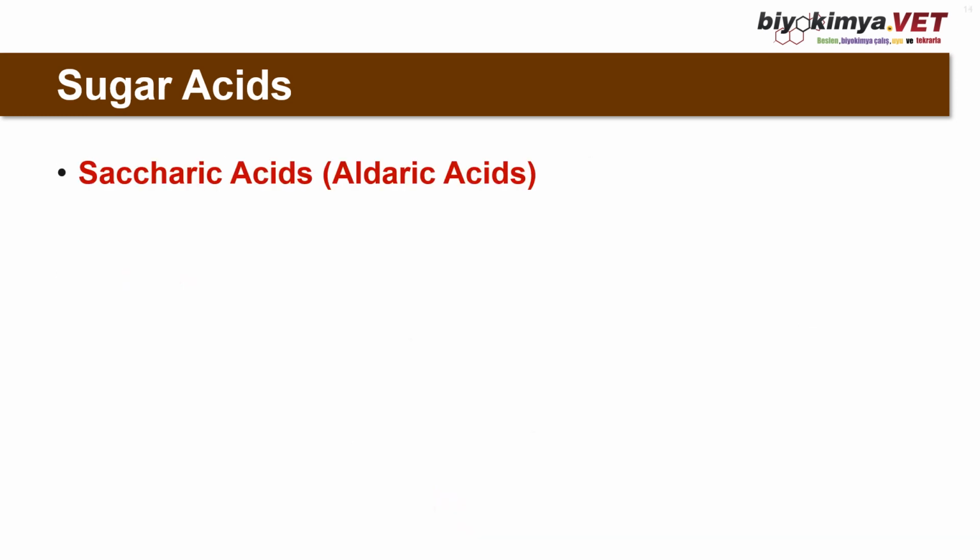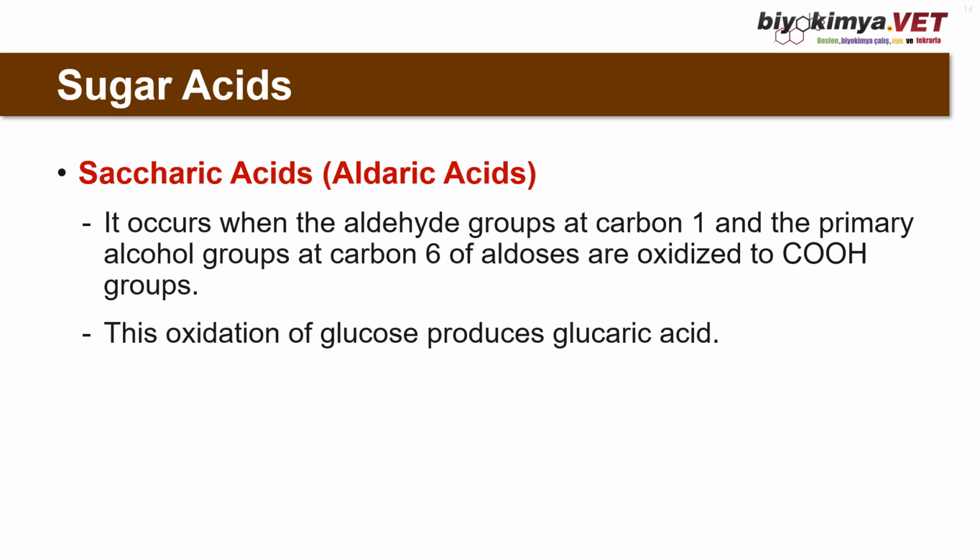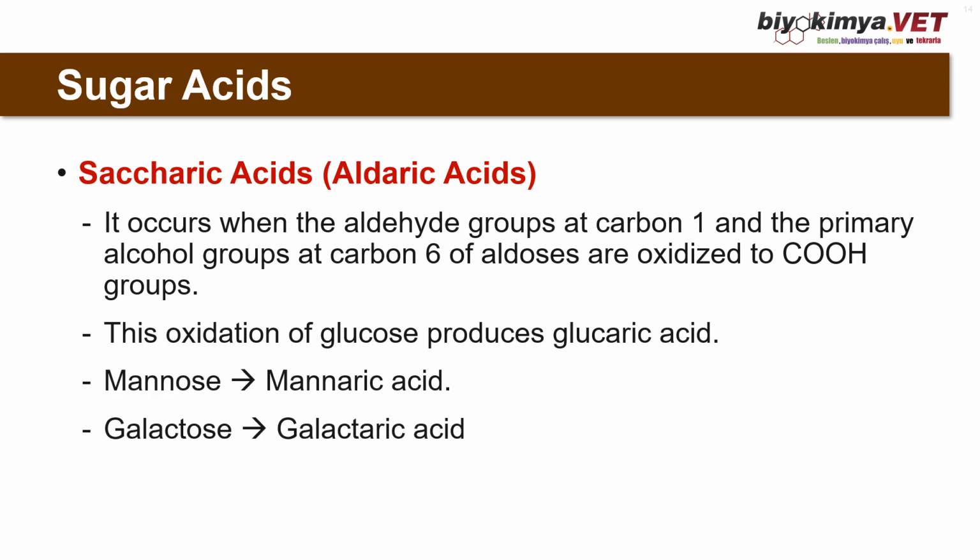The saccharic acids or the aldaric acids occur when the aldehyde group at carbon 1 and the primary alcohol group at carbon 6 of an aldose are oxidized to carboxyl groups. So they have two carbon atoms oxidized to carboxyl groups in aldaric acids. And the oxidation product of glucose is glucaric acid, mannose, mannaric acid, and so on. They have no biological significance, at least till now.